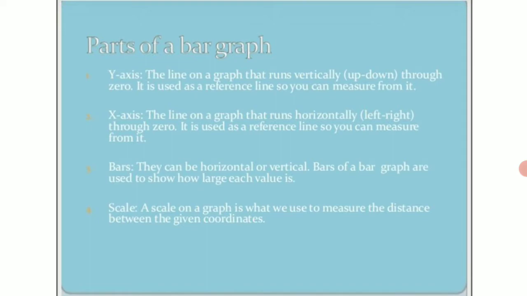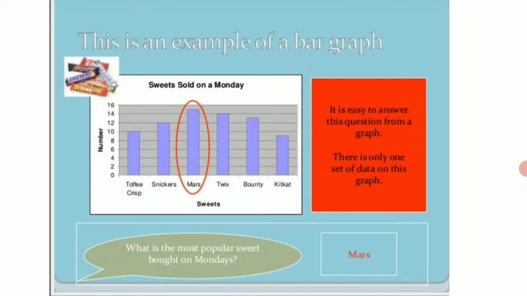Now, what are bars? They can be the horizontal or the vertical bars of a bar graph, and they are used to show how large each value is. Now, what is a scale? A scale on a graph is what we use to measure the distance between the given coordinates. That is called a scale.